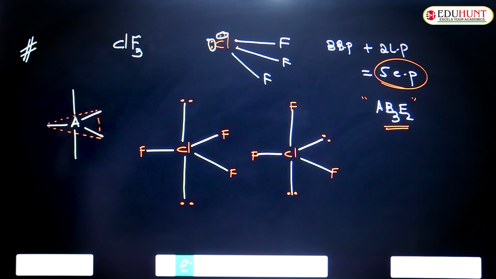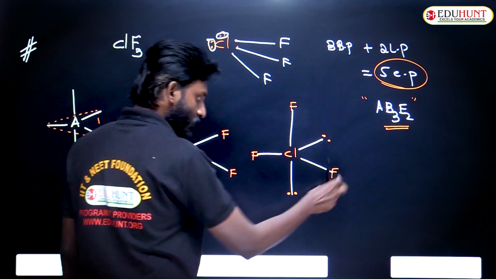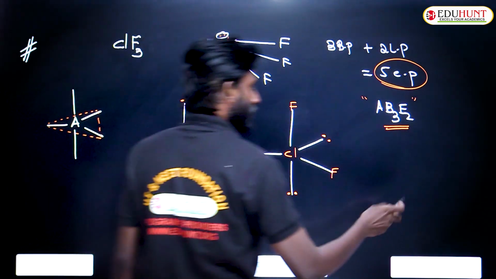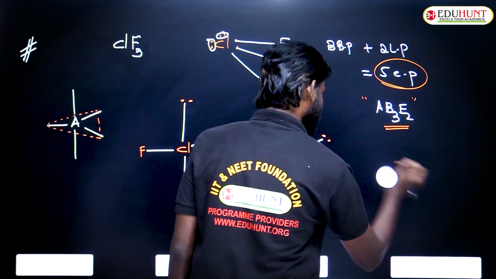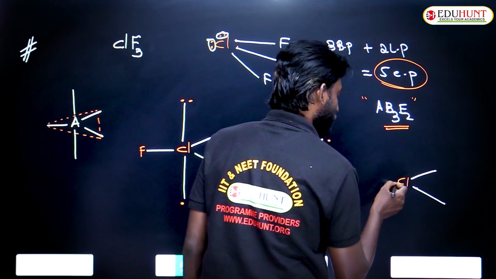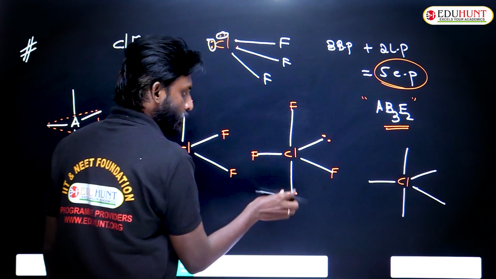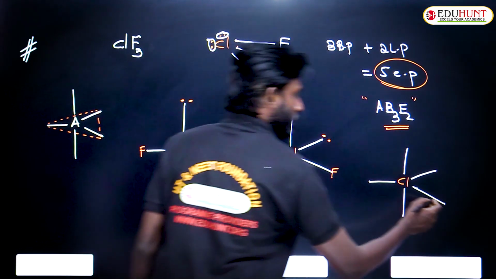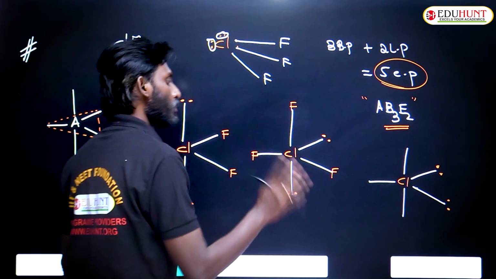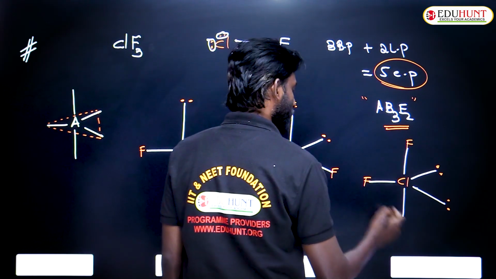And another kind of possibility, I will take this fluorine also here, and I take this lone pair to the equatorial position. First of all, I'll make the trigonal bipyramidal geometry with the central atom chlorine. Again this lone pair also I am taking to the equatorial position. So now in this geometry, both the lone pairs are at equatorial, and the rest of the 3 fluorines are fluorine, fluorine, fluorine, like this.